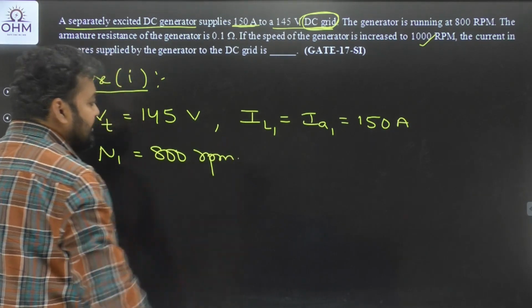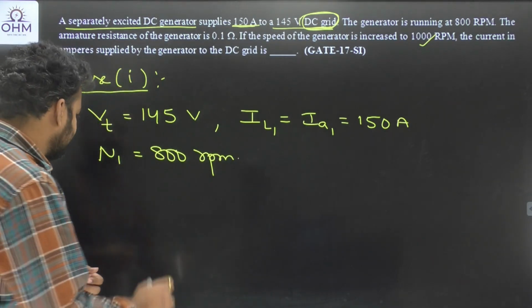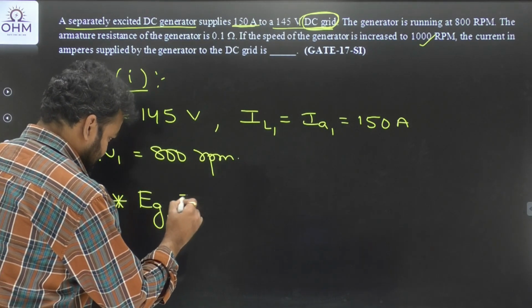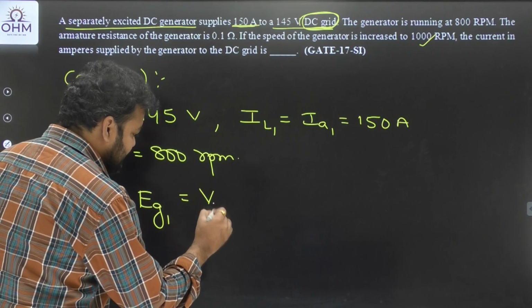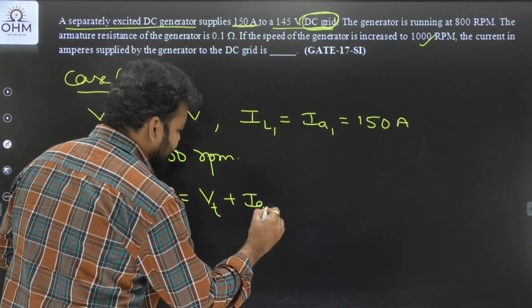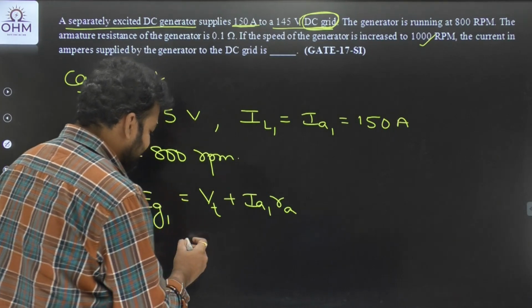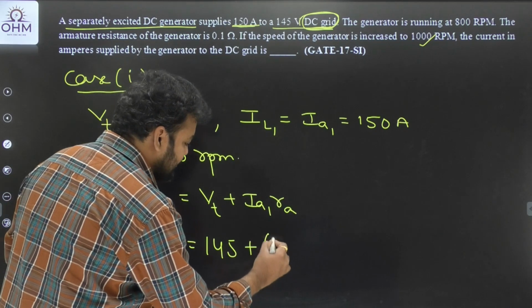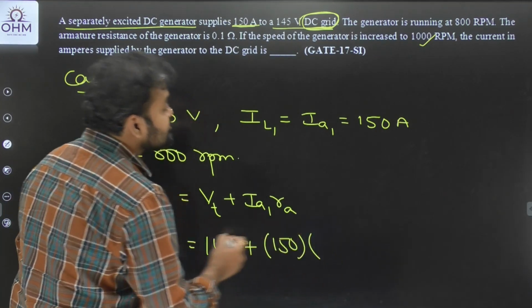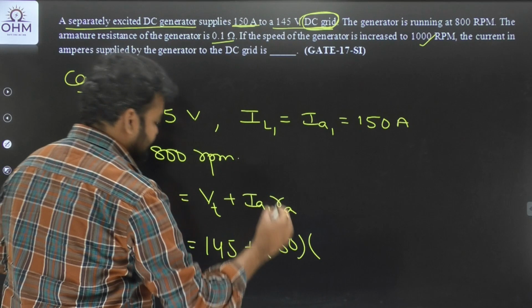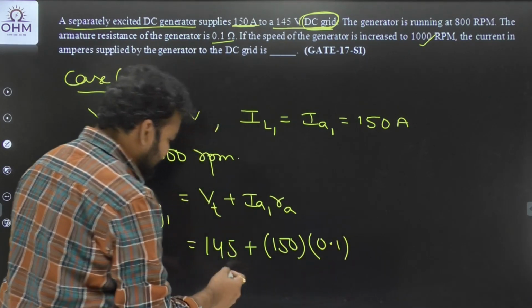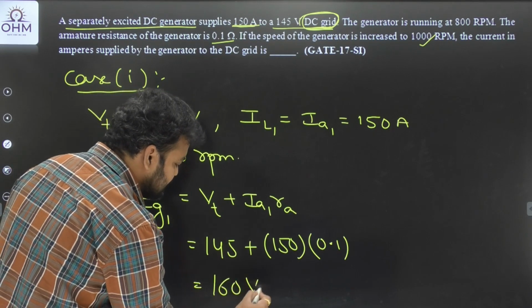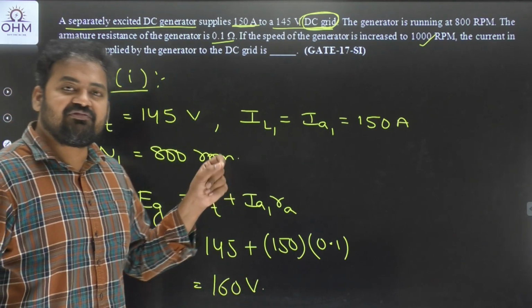So we will calculate generated EMF of this machine. What is the formula for generated EMF? KVL equation. Generated EMF is equal to terminal voltage plus armature current into resistance. So 145 is the terminal voltage plus armature current is 150. And what is armature resistance given in the problem? 0.1. So if you solve this, you will get 160 volt. This is the generated EMF of the machine in the first case.